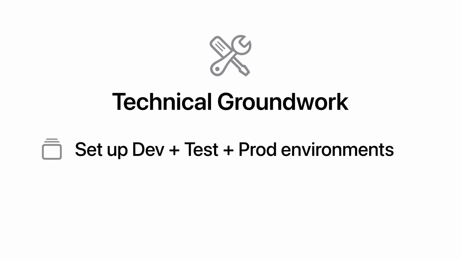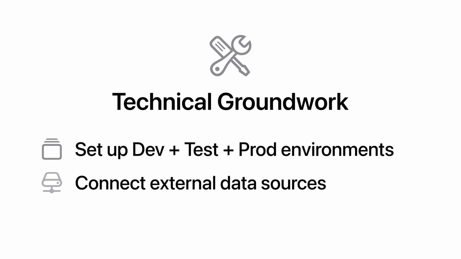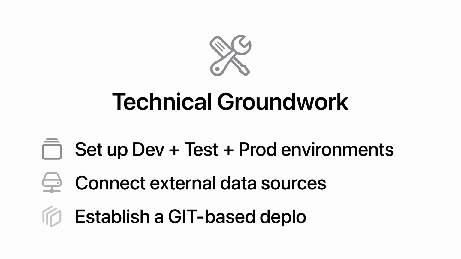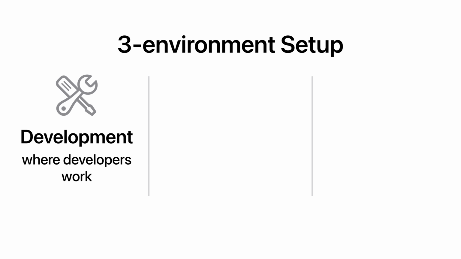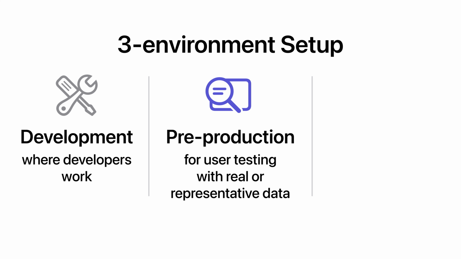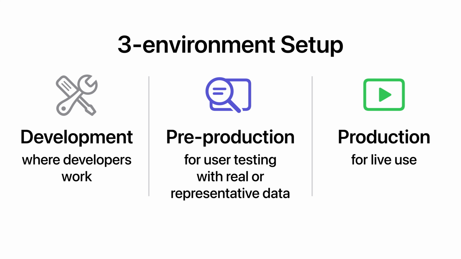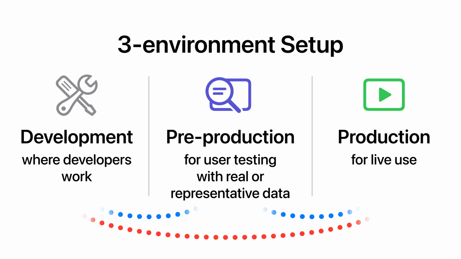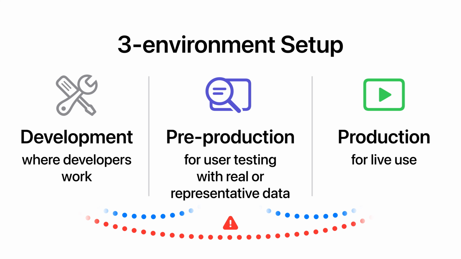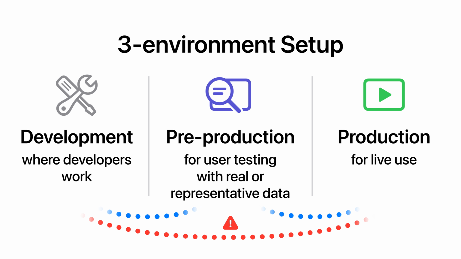While the design phase is underway, technical groundwork can start. Set up development, tests, and production environments. Connect external data sources. Establish a Git-based deployment pipeline. We recommend a 3-environment setup: development, where developers work; pre-production, for user testing with real or representative data; production, for live use. Code should always move through the pipeline, not directly to production, except in rare emergency cases. This ensures quality and avoids surprises.